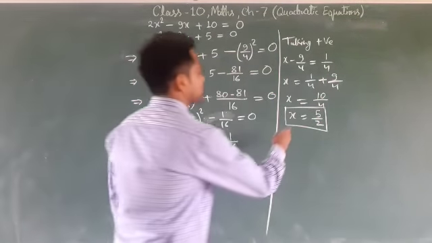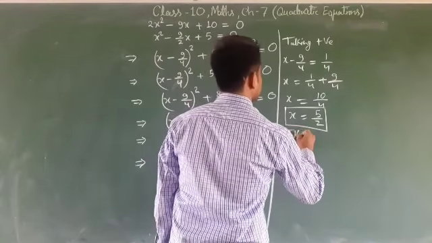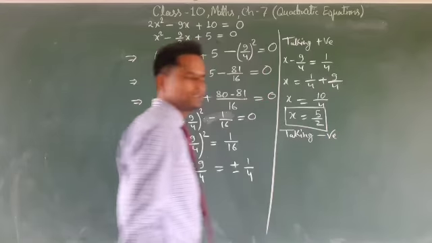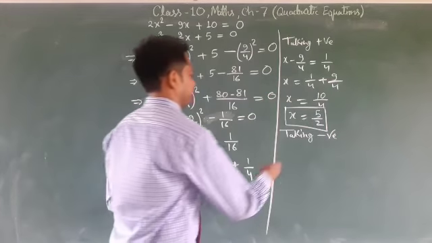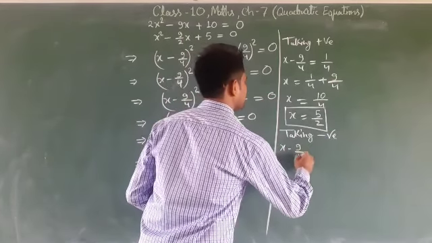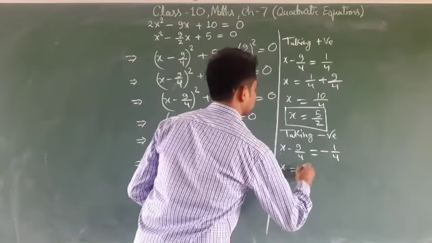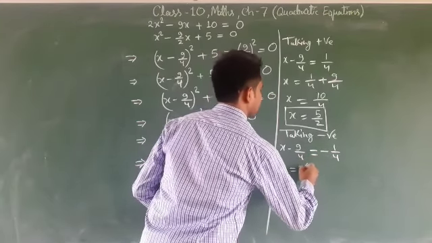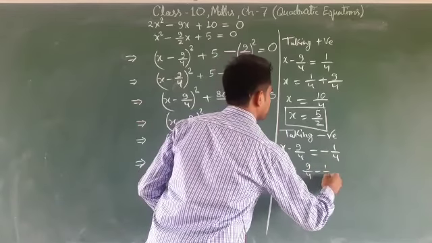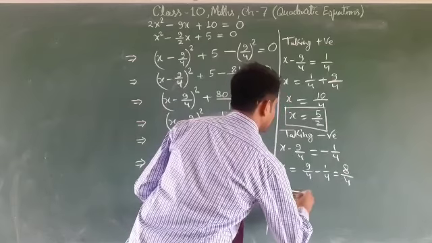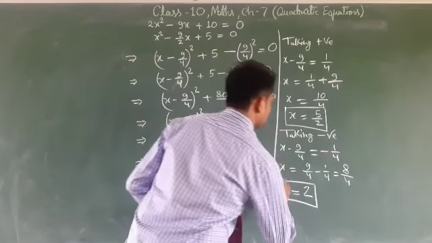If we take the negative sign, then we get x minus 9 by 4 is equal to minus 1 by 4. Transpose it. Then 9 by 4 minus 1 by 4, that is 8 by 4, that means x is equal to 2.